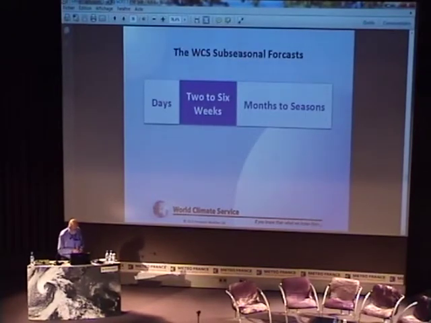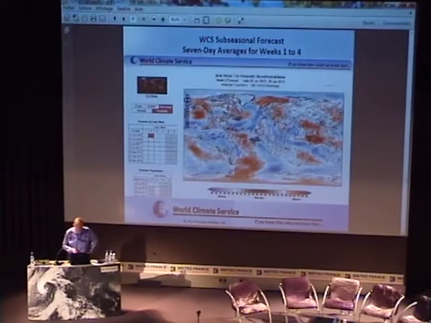Now I'm going to say a couple of words about our subseasonal forecast, two to 6 weeks. The customers are clamoring for these. And here is a first version. It is obviously similar to the seasonal forecast. This again is an anomaly forecast, probability forecast, the multi-model. We're doing the same thing with the two forecast systems.